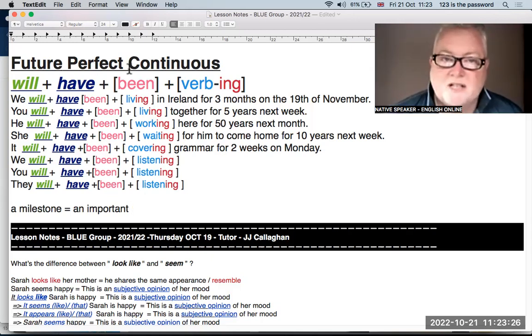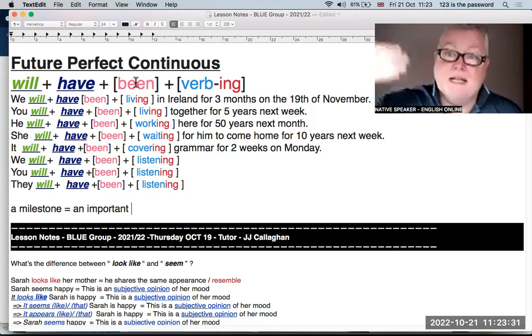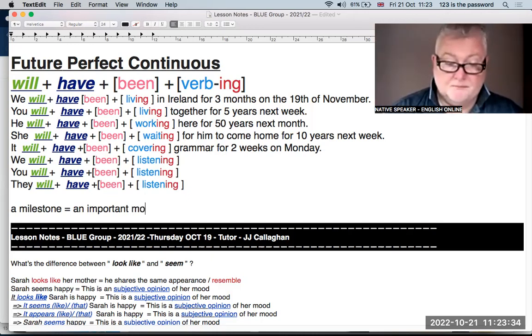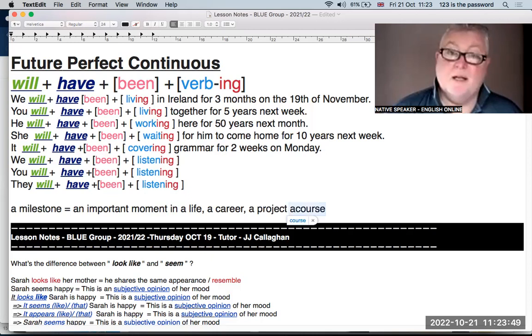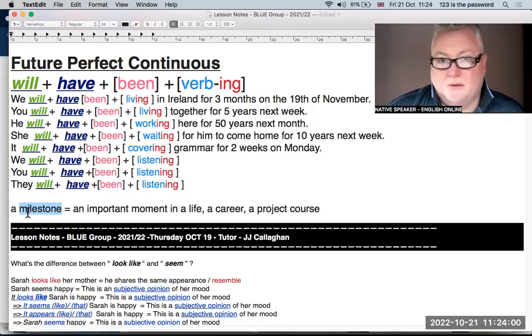The future perfect continuous is focusing on milestones that will be complete in the future, an important moment in life, career, project, course. And if you're planning things, this word is very popular. So for Paula, planning events, she's a protocol and events management person. That's going to be a popular word, okay, a milestone.